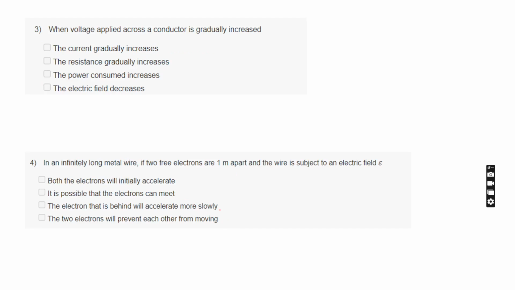Now let us go to the other problem. When the voltage applied to a conductor is gradually increased, what will happen? We just have to think about Ohm's law, V is equal to IR, and R is rho L by A, so it will be like I times 1 by sigma L by A. So what will be the answer for this?